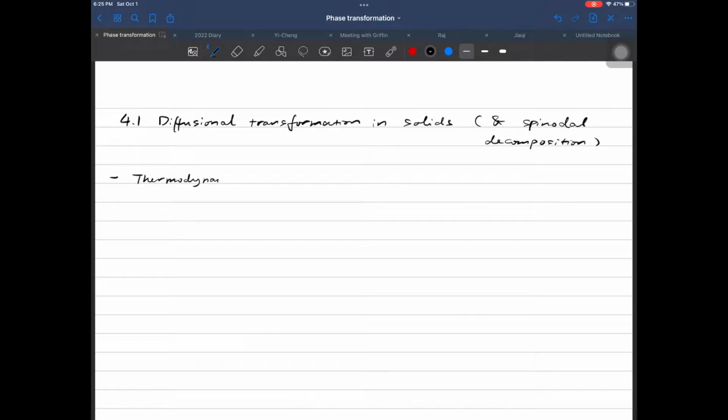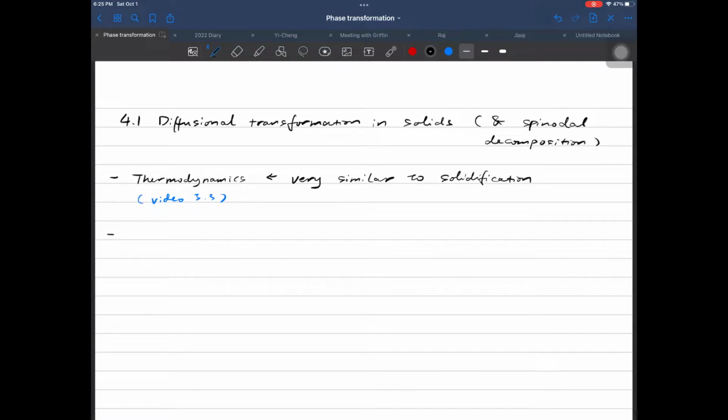Similar to what we did back in solidification, the liquid to solid phase transformation, we'll first look at the thermodynamics. In fact, the thermodynamics of solid-solid phase transformation is very similar to that in solidification. If you're not familiar with this content, you can refer back to video 3.3.